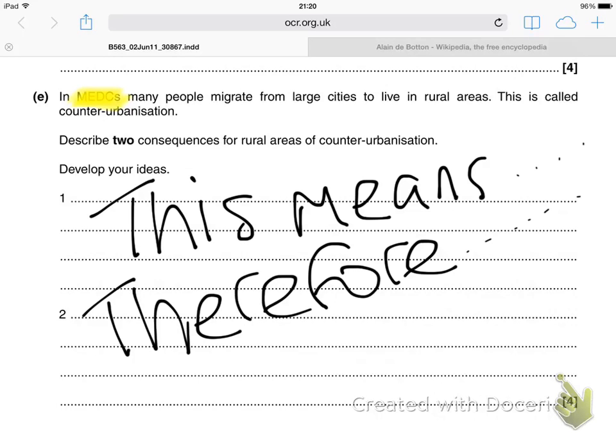Don't forget, it's marked out of 4. You're asked to develop your ideas, so you'll get 1 mark for the consequence and then another mark for the development of that consequence. So there's a couple of connectors for you there. This means that, therefore, consequently, and so on. You can answer your question individually or you can do it in a pair, as long as you've got your point down and developed, and then we'll look at the mark scheme. Please pause for 4 to 5 minutes to allow answering of the question.